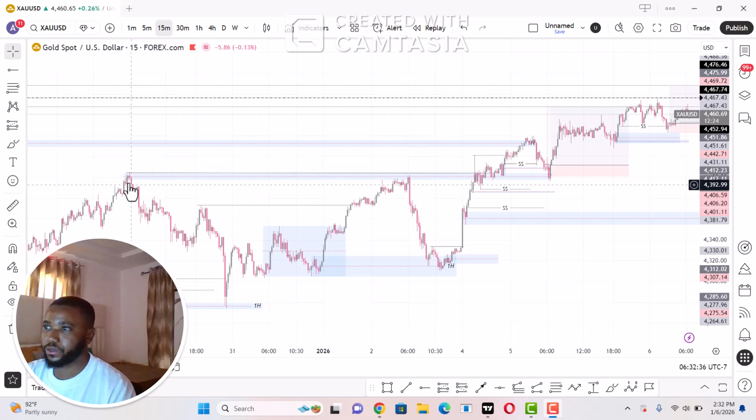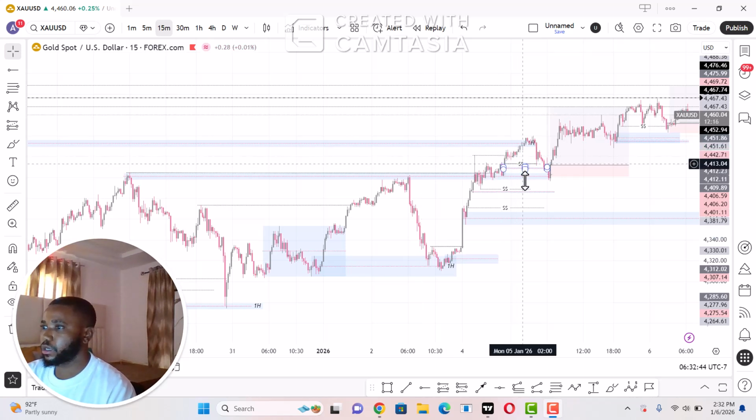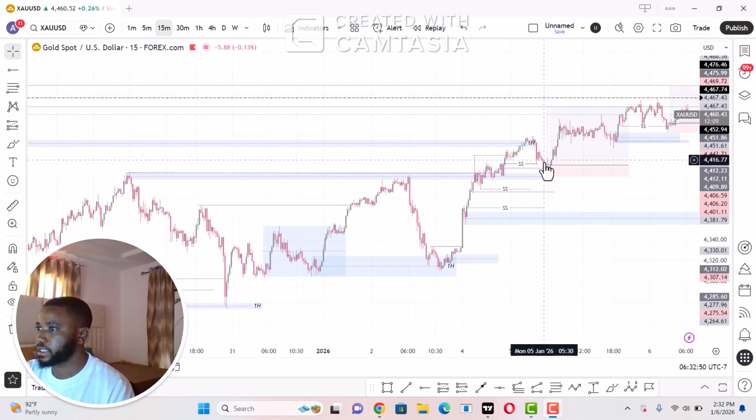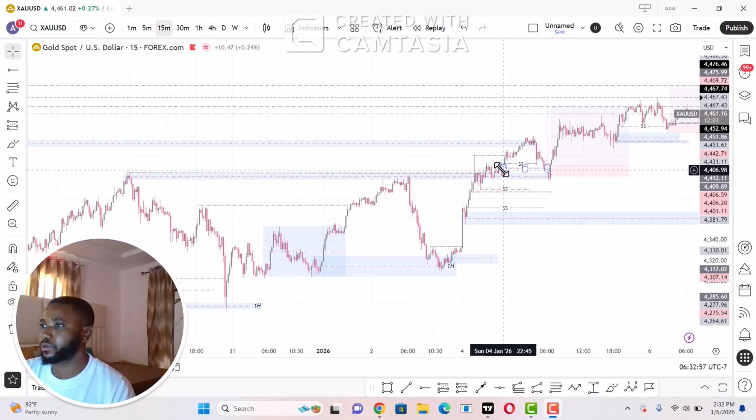There's also a fair value gap right there, and the market took it out. And the market reacted to the area before it took it out. So I just wait for this retracement for the market to mitigate it again. Though I entered the first trade right here before the market got back to the breaker block. There's an order block right there, after this breaker block.